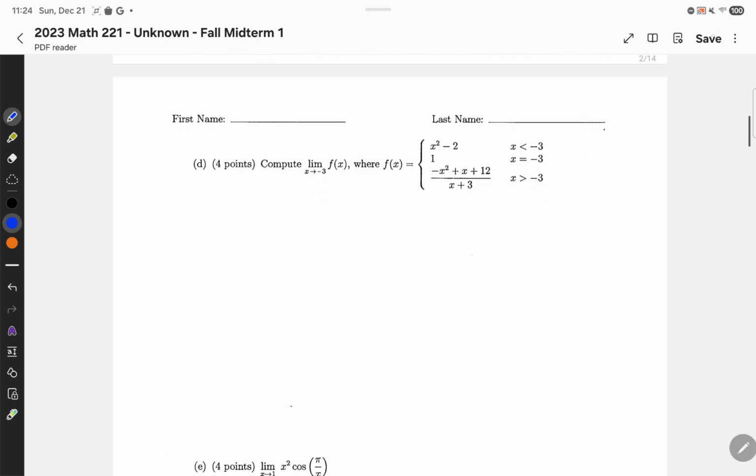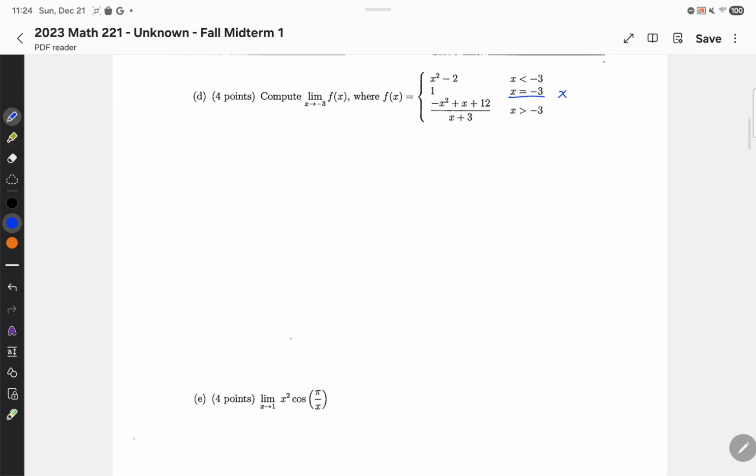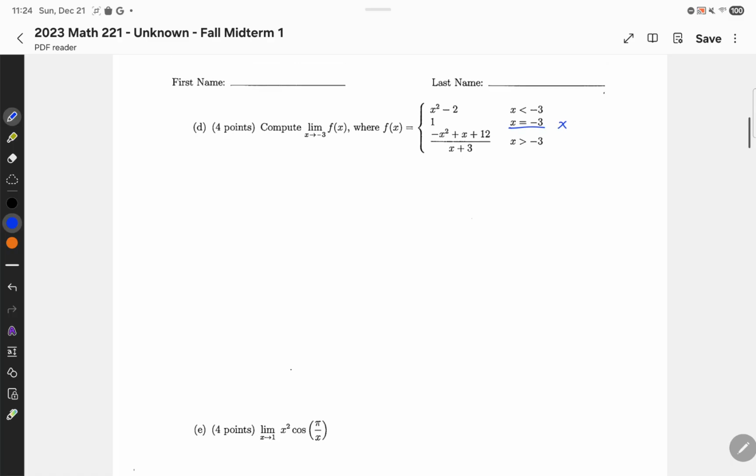All right, moving on to part D. For this problem, we need to compute the limit as x approaches -3 of f of x, where f of x is given by this piecewise function right here. So this can be a bit tricky. Remember, when we're looking at the limit, we're not actually looking at the value when x is equal to -3. So we're not going to be looking at this part. What we're going to want to do is look at the limit from the left side and the right side. So let's go ahead and do that.